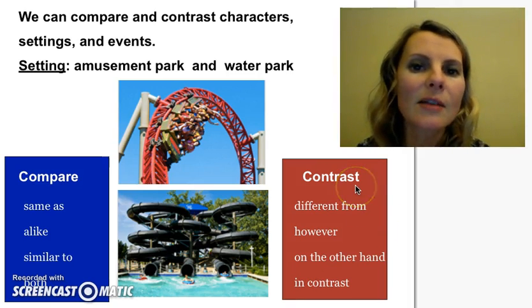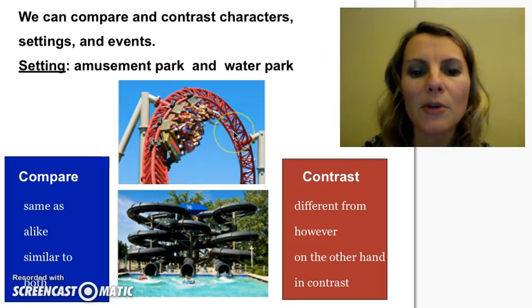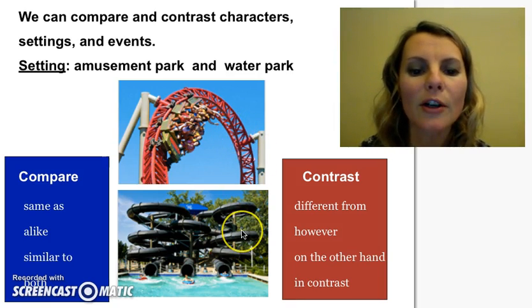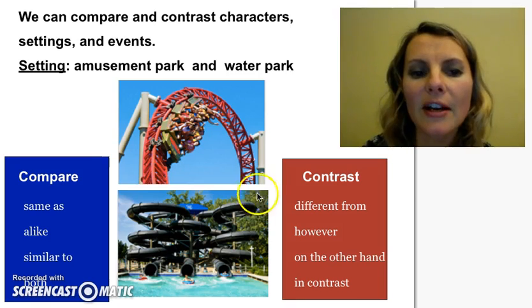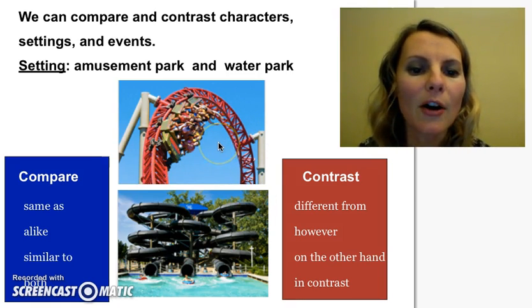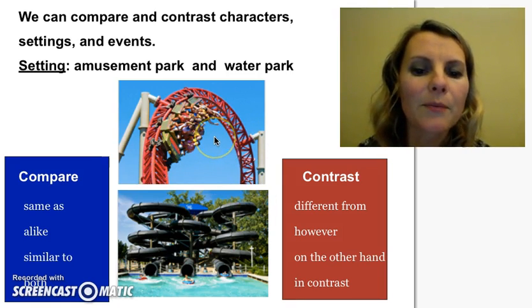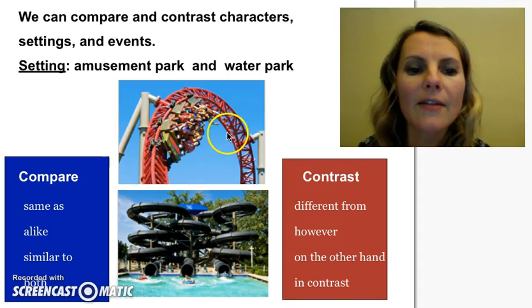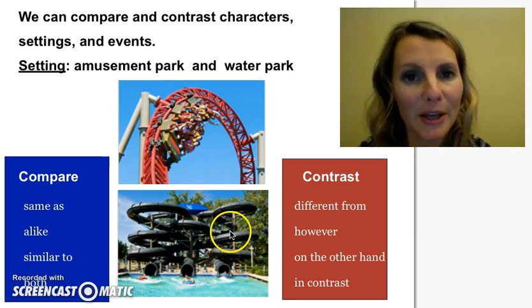Now to contrast them, we can talk about how they're different. A water park is different from an amusement park because it has water. On the other hand, an amusement park is dry. You might say that at an amusement park you wear all of your clothes, where on the other hand, at a water park you wear your bathing suit.